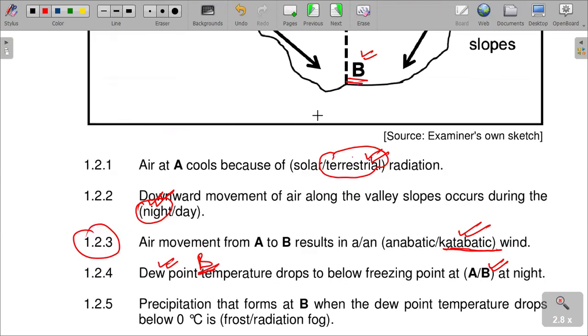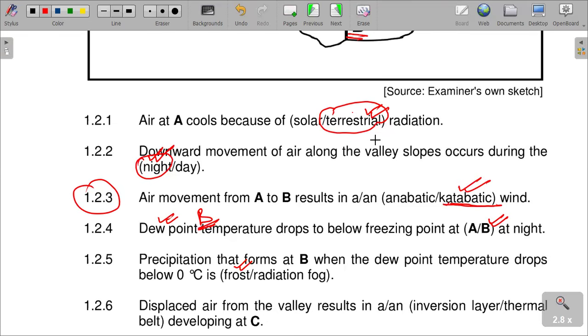Some books talk about frosty pockets and so forth. But in this case, the precipitation that forms at B when the dew point temperature drops below 0 degrees is called frost. I'm sure you know very well that we find frosty pockets at the base of the river, where frost forms within grooves or river banks. The answer is frost.